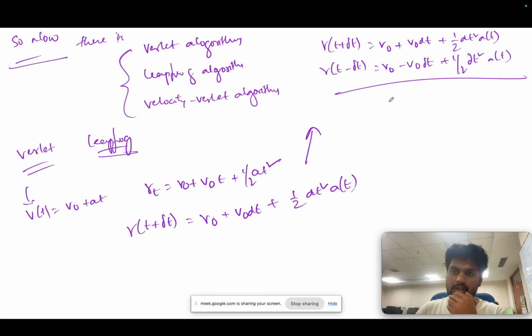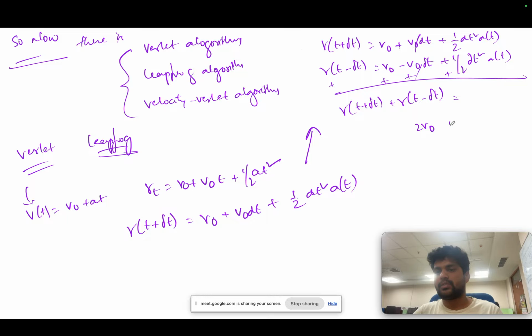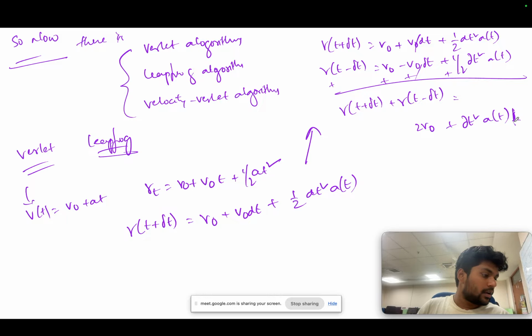So now what I will do is I will add both. So now you will get R of t plus delta t plus R of t minus delta t equals 2R0, this will get cancelled, and then you will get dt squared a of t. So half of 1, right? So 1, yeah.